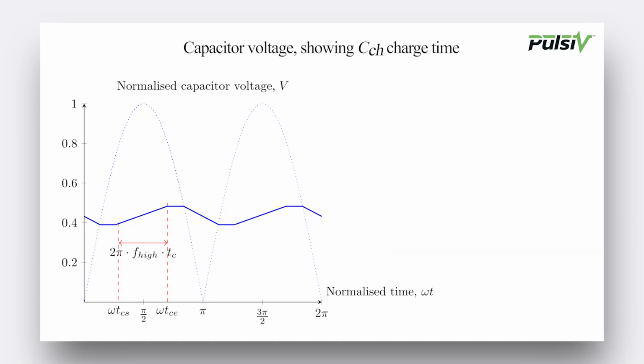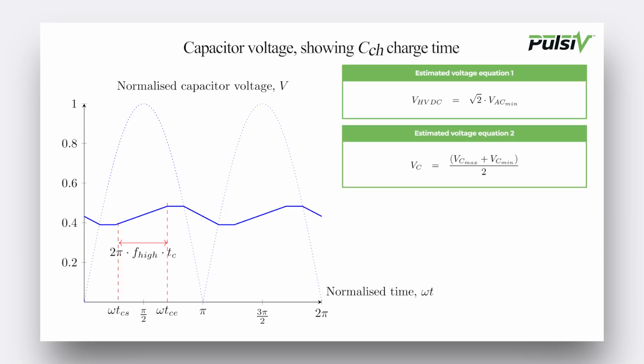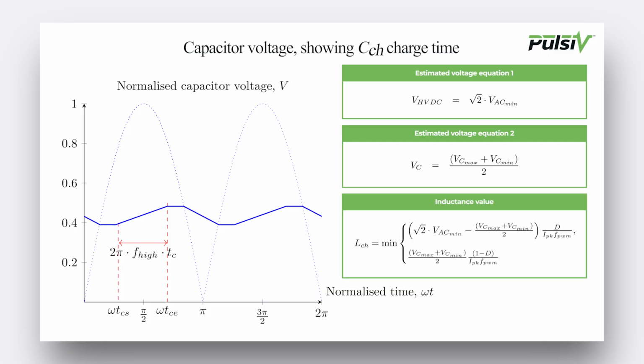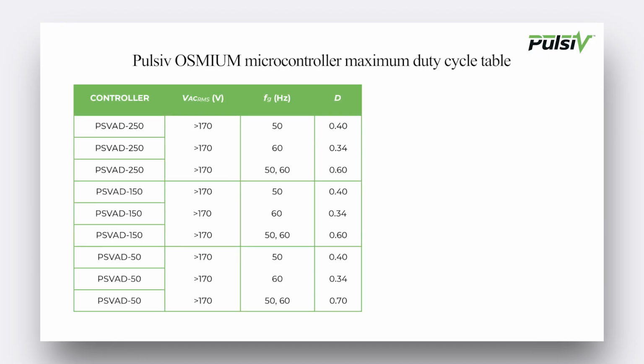The voltages can be estimated using these equations. From this, the inductance value can be calculated using this equation. The duty cycle values shown in this table are set based on different grid voltages and frequencies. The smallest inductance value from these calculations should be used in the final design.